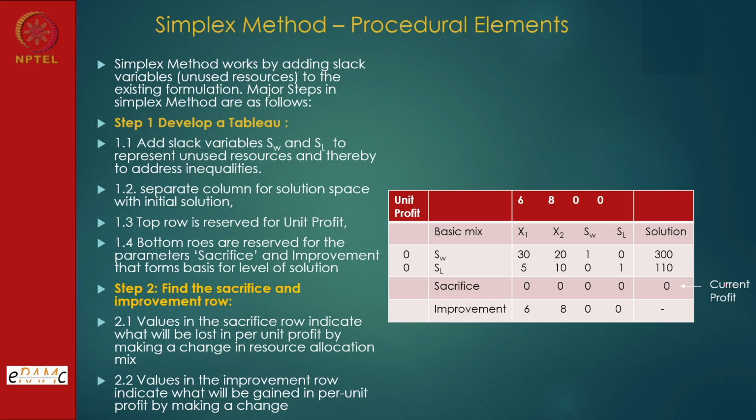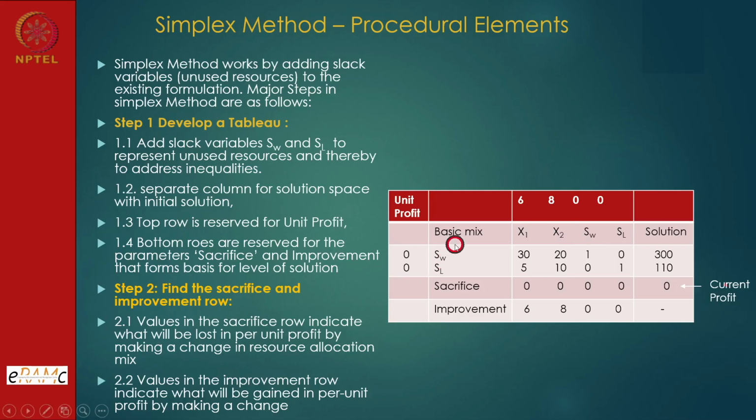So, first is to develop the tableau. Now, the tableau we have developed, but you have seen here we add slack variables. We have added a new term here, slack variable for wood, SW, and slack variable for labor. Why have we done that? Because we wanted to remove the inequalities.